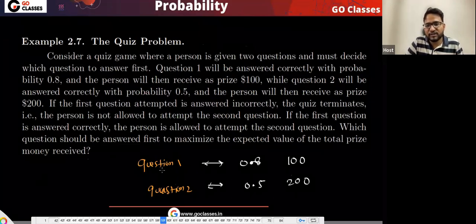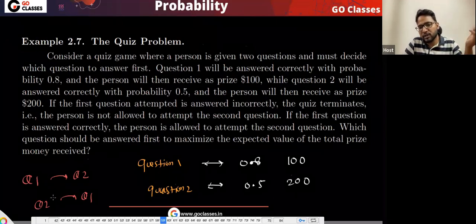Maybe question 1 first and then question 2, or maybe question 2 first and then question 1. So there are two possibilities: either he chooses question 1 first or question 2 first. What they are saying is that if the first question attempted is answered incorrectly, then the quiz terminates.